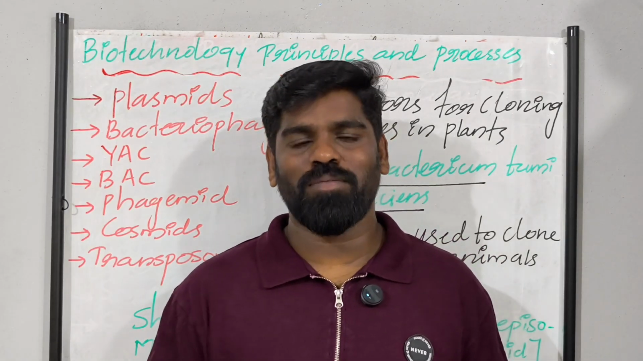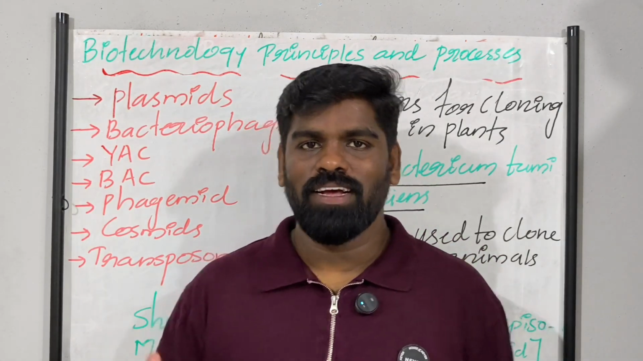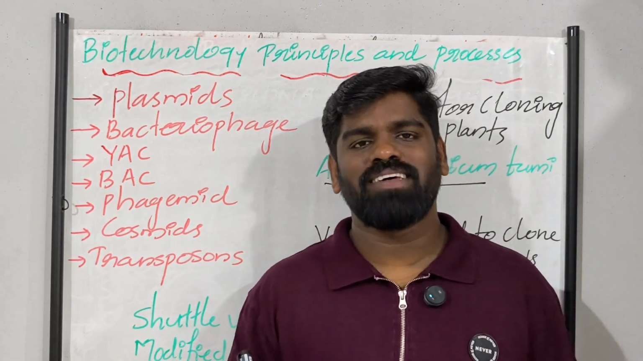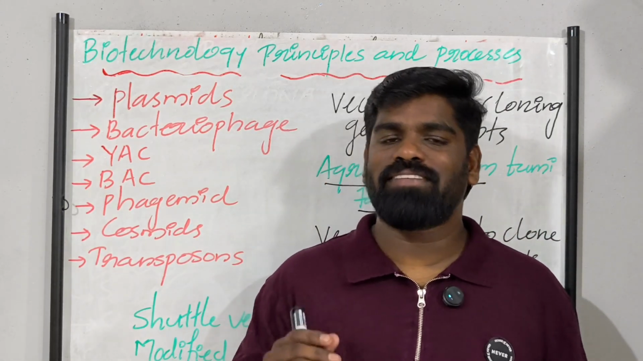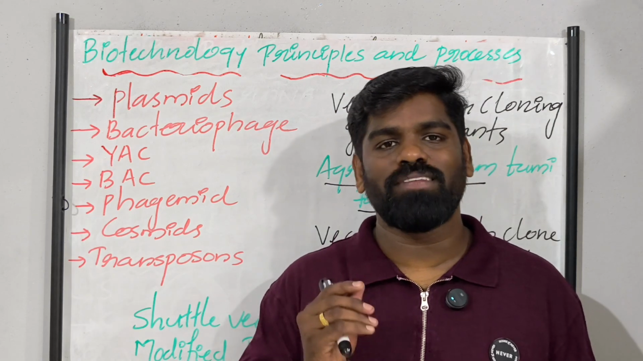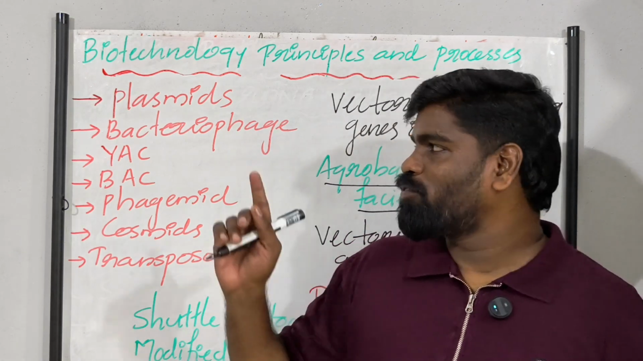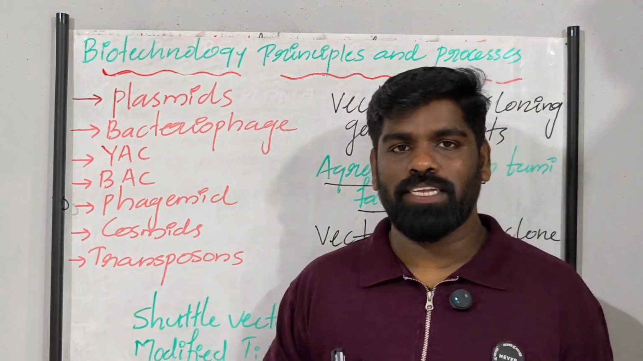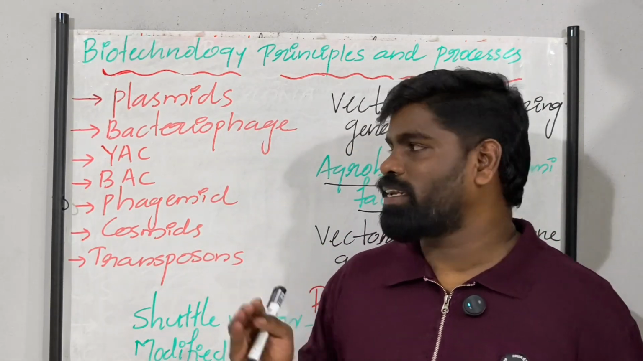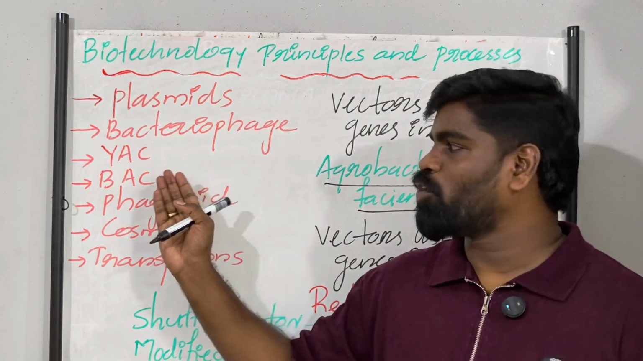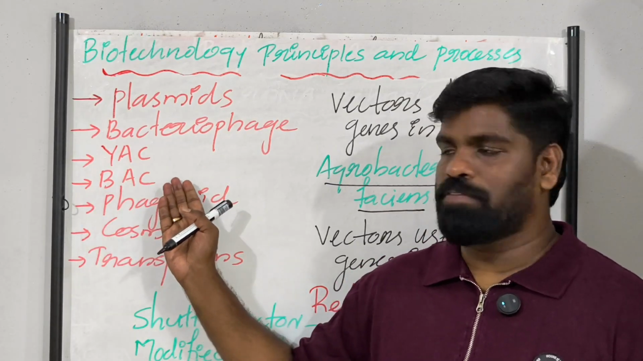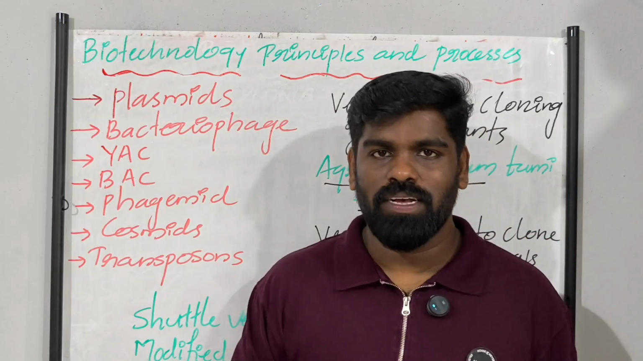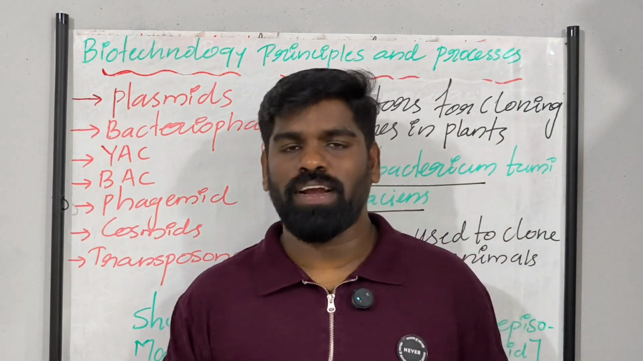Now when we talk about examples of vectors, plasmid is an example of a vector. Plasmids are circular, extrachromosomal, autonomously replicating DNA. So a plasmid can act as a vector. Then bacteriophage can also act as a vector. Then yeast artificial chromosome, bacterial artificial chromosome, phagemid, cosmids and transposon. These are the examples of vectors.